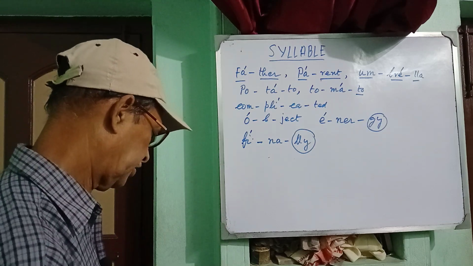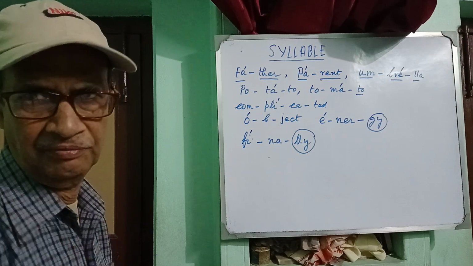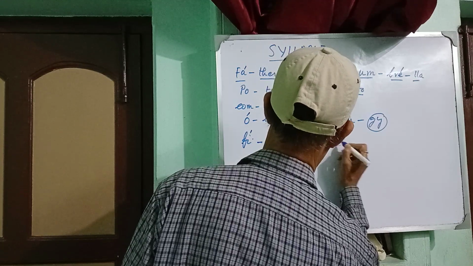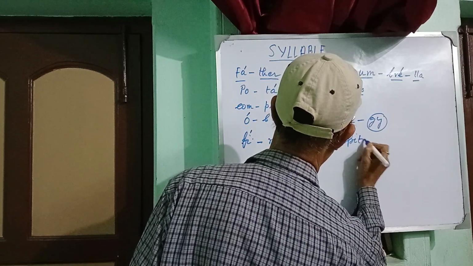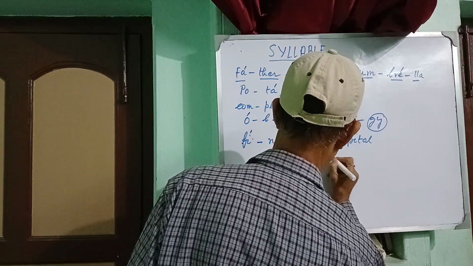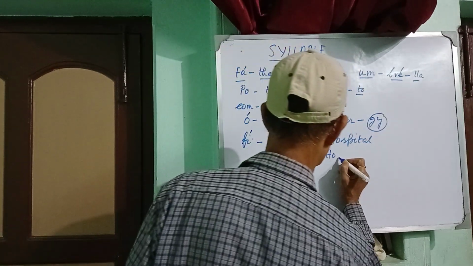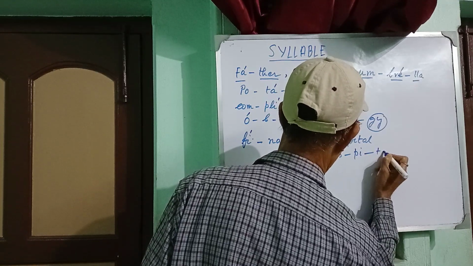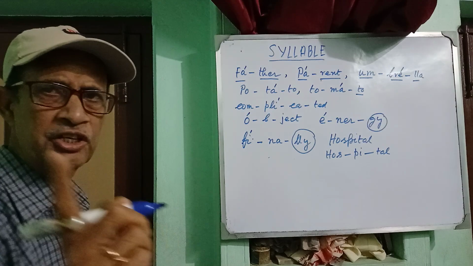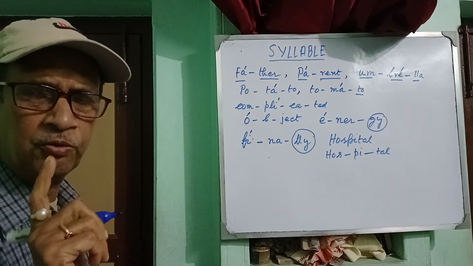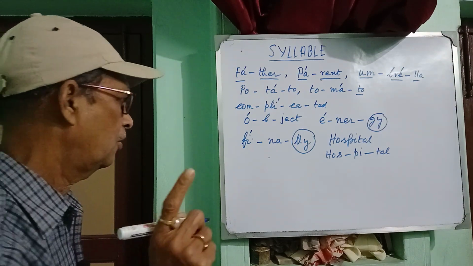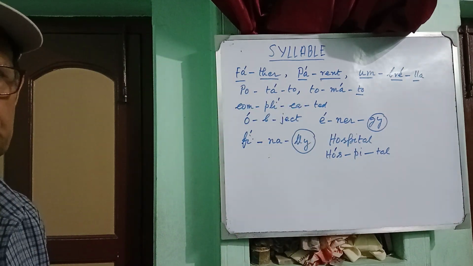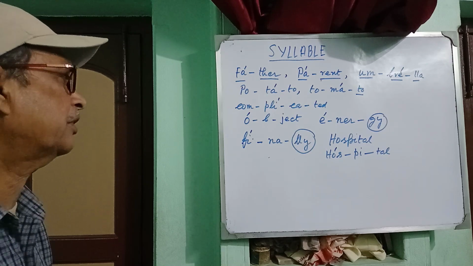There are some words which end with L. For example, hospital. There are three syllables. And where shall we give the stress? Hos, first syllable. Hospital. Because the word ends with L.